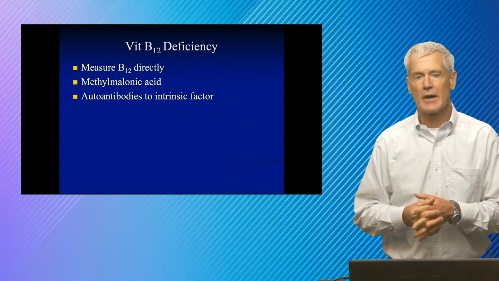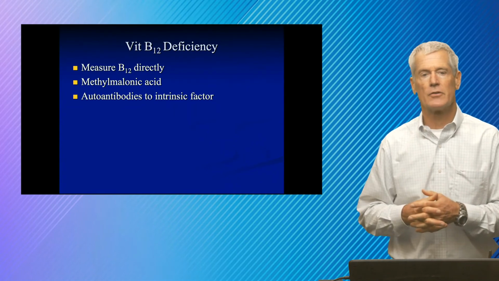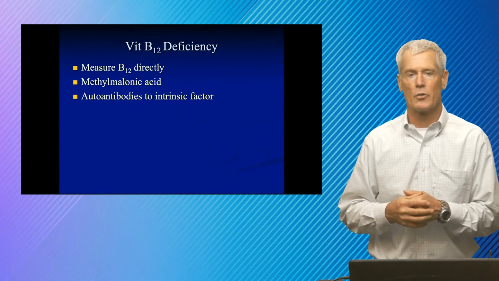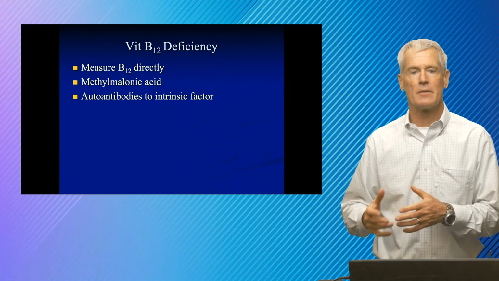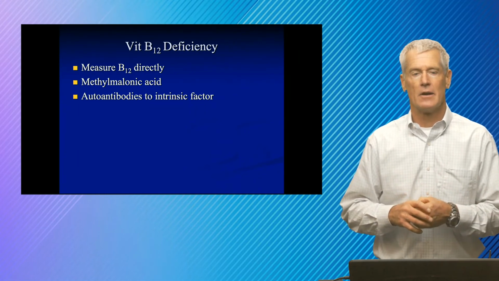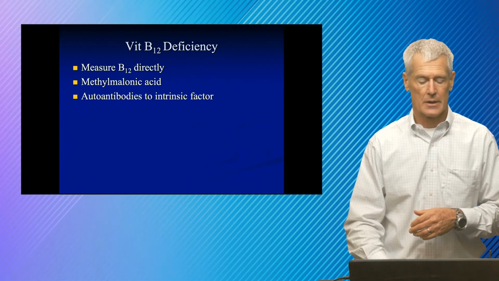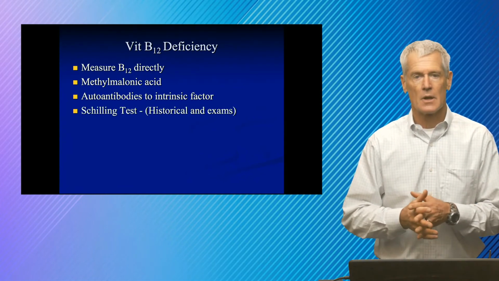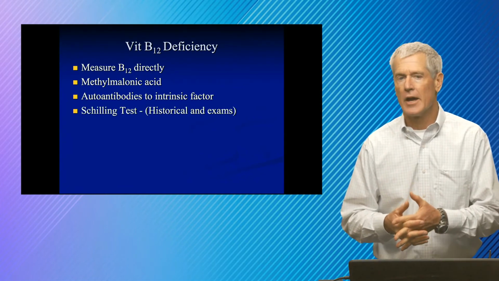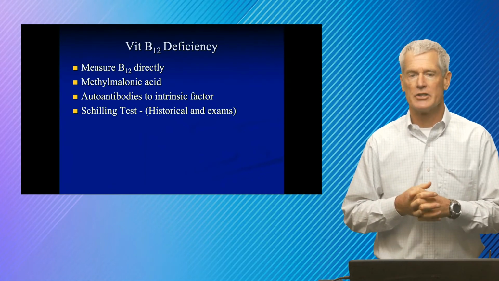Autoantibodies against intrinsic factor are also measured. Intrinsic factor is a requirement for absorption of B12. So if you have antibodies against intrinsic factor, it can't bind the B12 and you become B12 deficient. It has also been diagnosed with a Schilling test.